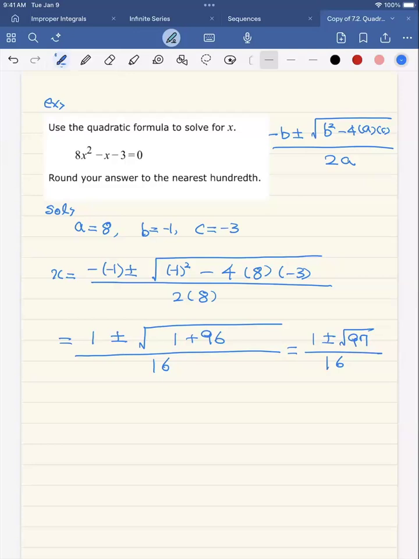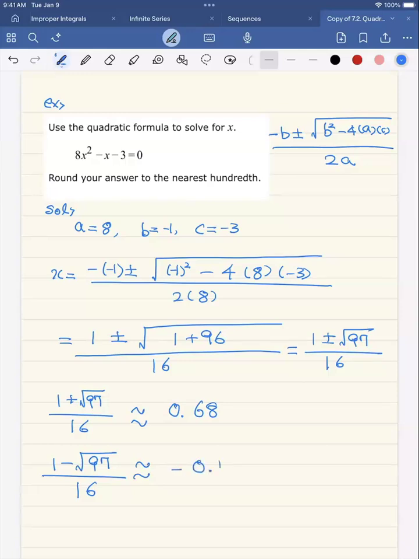Then you have to use a calculator. There are two numbers: 1 plus square root of 97 over 16, and the other one is 1 minus square root of 97 over 16. The first one, when you use your calculator, must give 0.68. For the second one, you must get minus 0.55.